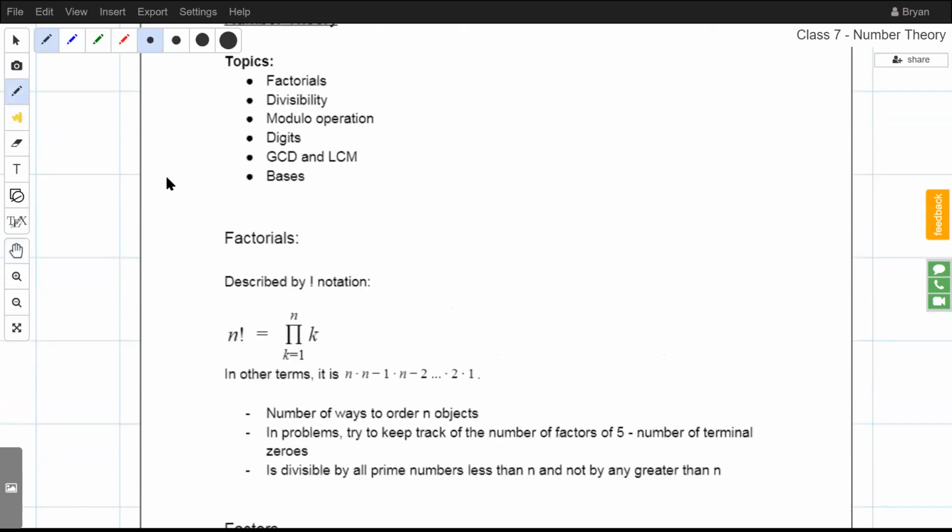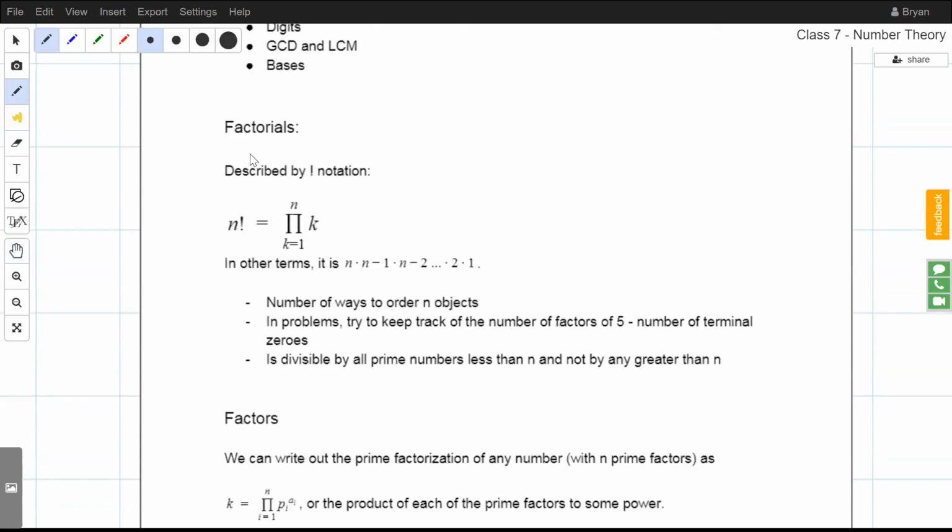All right, so first, factorials. They're just a notation for the product of all the positive integers less than or equal to n, and it's denoted by an exclamation point. So n factorial is n times n minus 1 times n minus 2 all the way down to 1. And basically, I talked about this last class, it's the number of ways to order n objects.